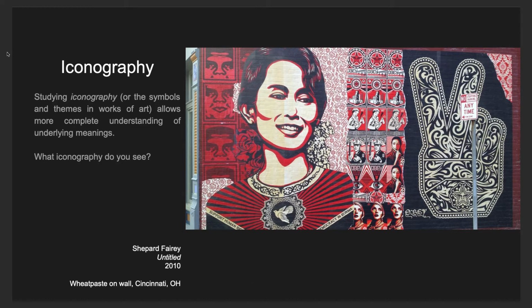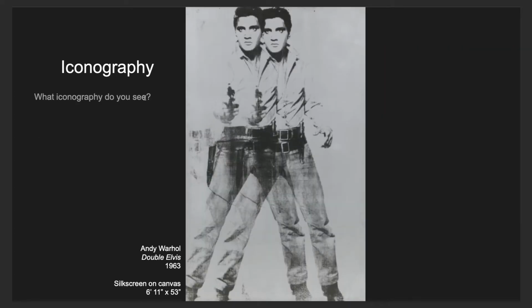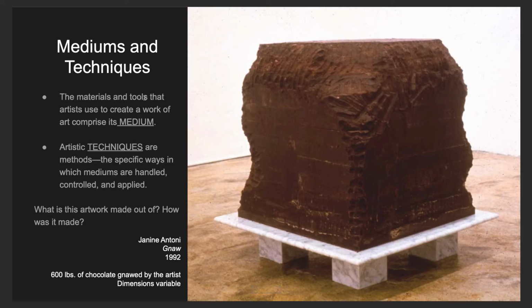Iconography. Things mean other things. Symbols have meaning. Images have meaning. So we have a peace sign. We have a dove with another peace sign. We have these red and black prints which almost look like war propaganda. All right, we see Elvis shooting a gun at us. Iconography.